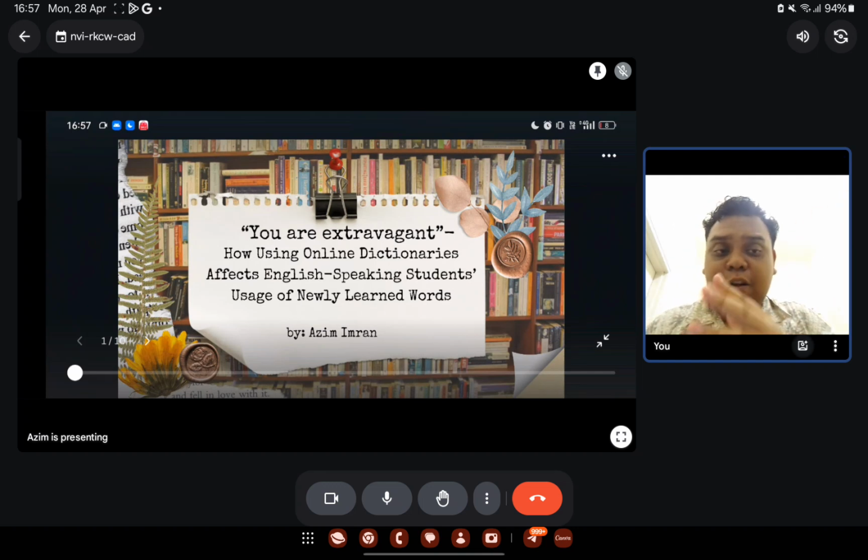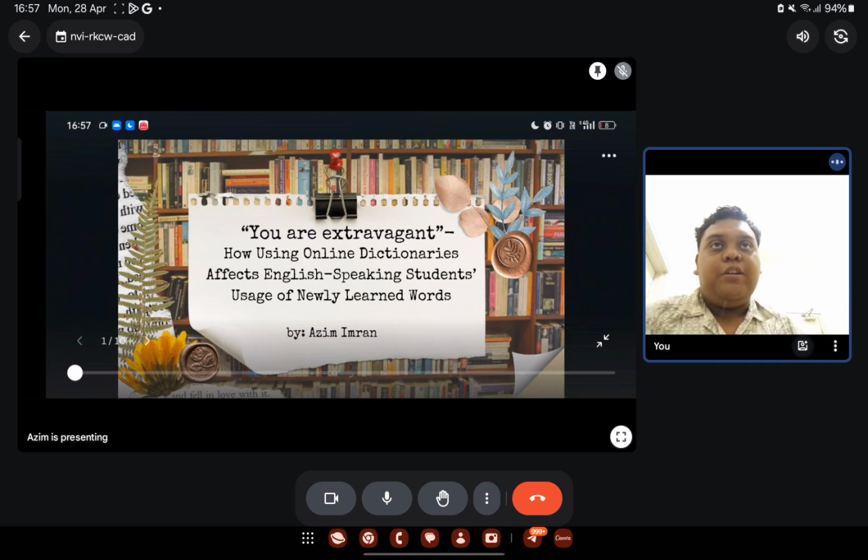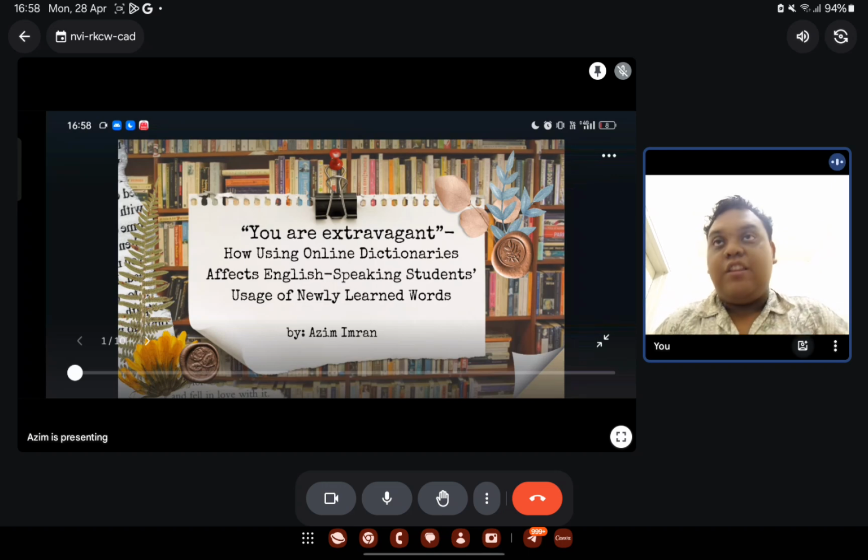Now I have a question. Have you ever looked up words online? Let's say your friend says something, and you wonder, what does this word mean? So you take your phone and look up the word online. Usually we use Google. Google provides the definition according to the Oxford Dictionary. Fun fact: Google uses the Oxford Dictionary to define words when you Google them. So that is the gist of the research.